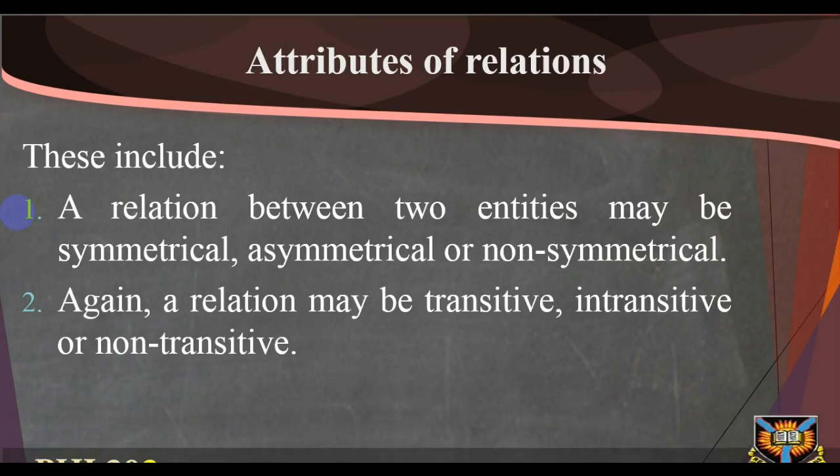However, if the situation is such that an entity A has a relation to another B, but B may or may not have the same relation to A, then the relation is said to be non-symmetrical. For instance, if a person A is the brother of another person B, B may or may not be the brother of A.